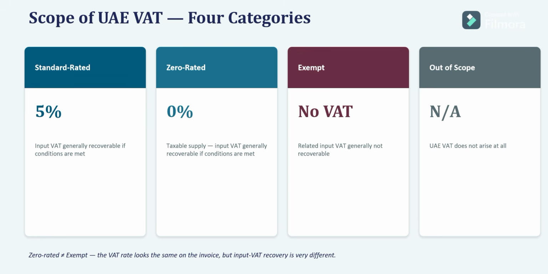So what is the scope of UAE VAT? There are four categories basically: standard rated, zero rated, exempt, and out of scope. Standard rated is 5%. Input VAT is generally recoverable if the conditions are met. Zero rated is 0%. Taxable supply. Input VAT is generally recoverable if the conditions are met. Exempt. No VAT. Related input VAT is generally not recoverable. Out of scope. Not applicable. UAE VAT does not arise at all.